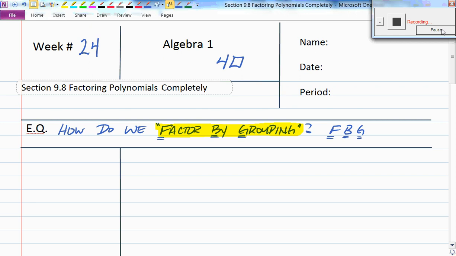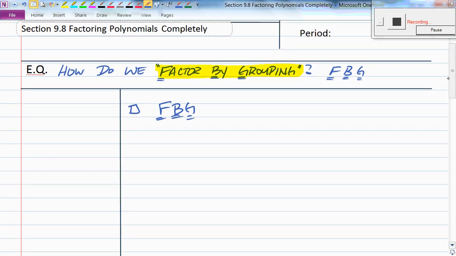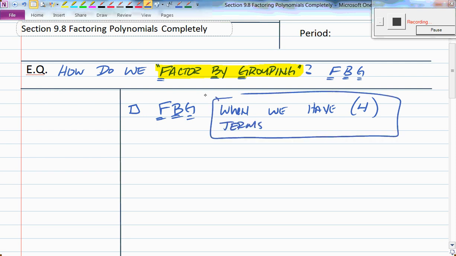Okay, so we're figuring out how we're going to factor by grouping. It's one of the last things that we're going to talk about when we're talking about factoring polynomials. So the first thing we're going to do is understand how factor by grouping works. Factor by grouping I'm going to refer to as FBG, and that just stands for factor by grouping. It's a shorthand way of writing it. And we're going to factor by grouping when we have, this is the important part, four terms. So whenever you see four terms, we're going to think about factor by grouping.